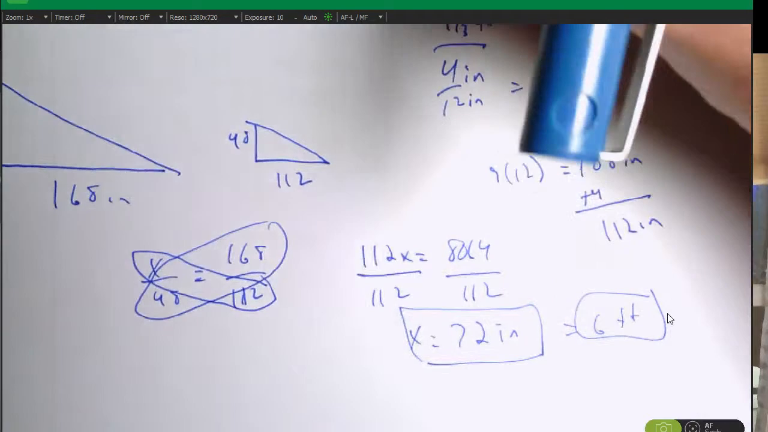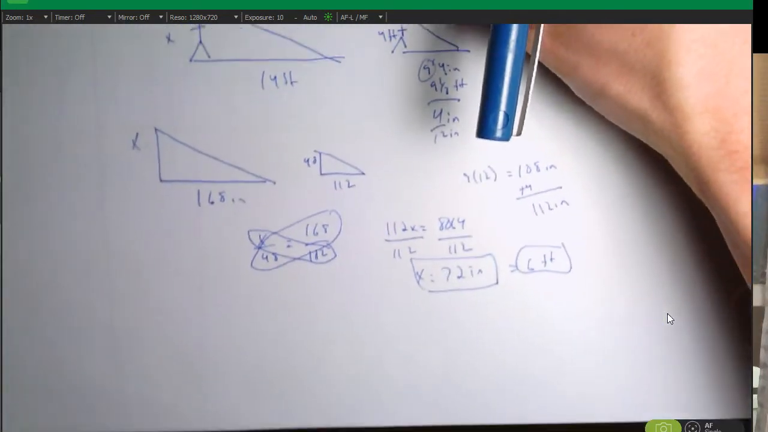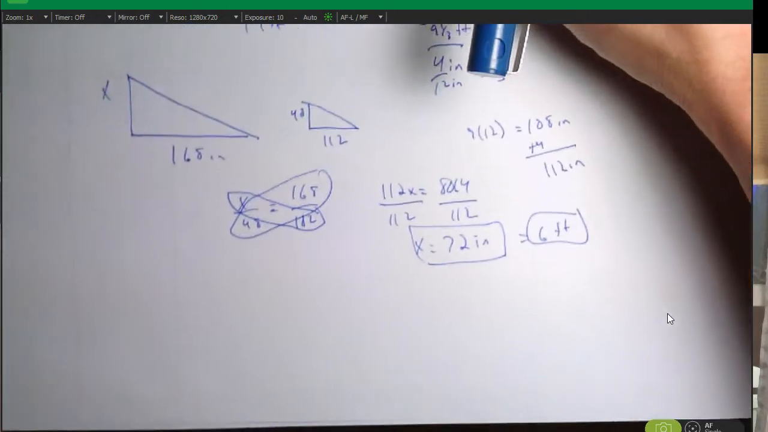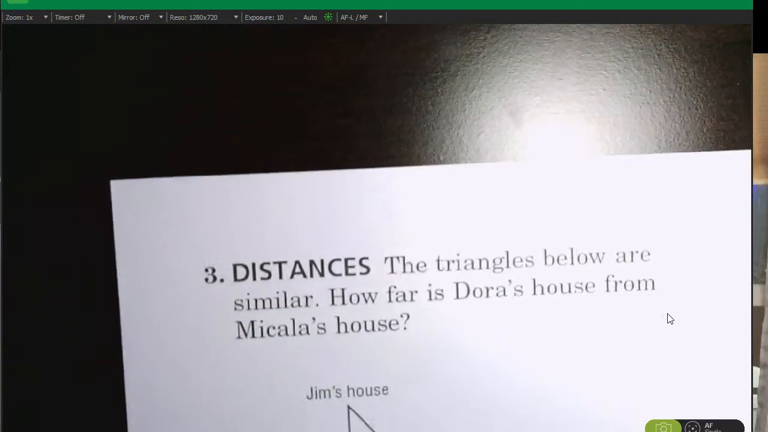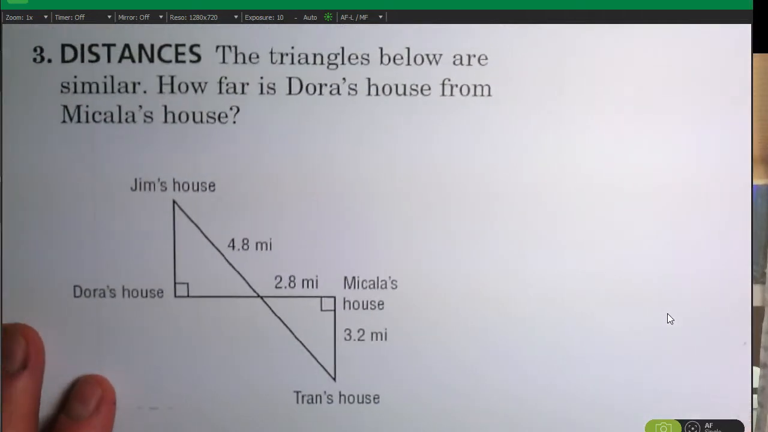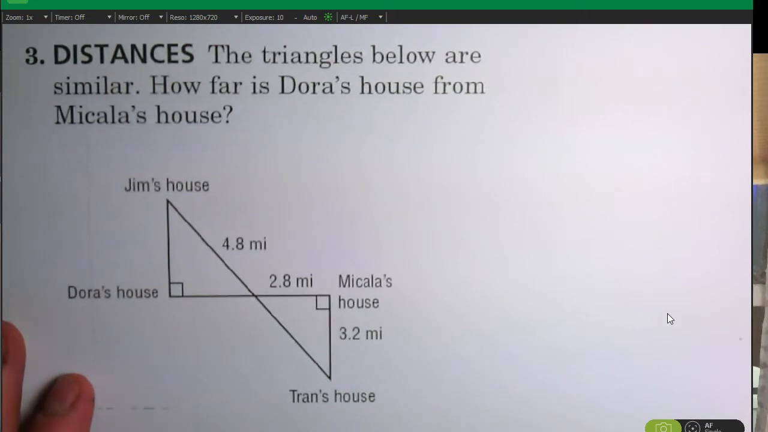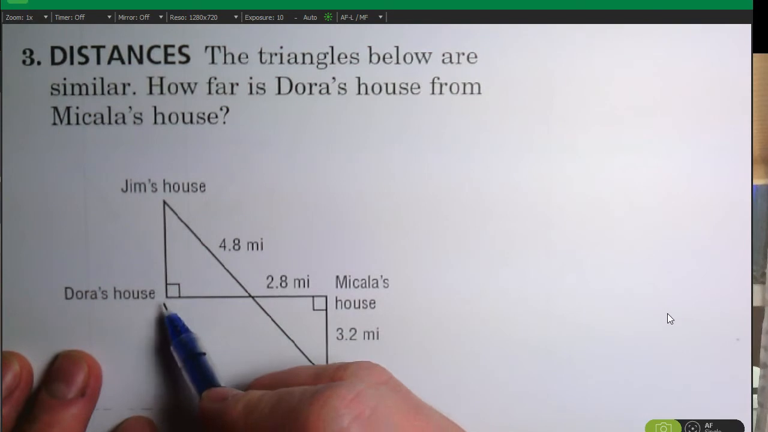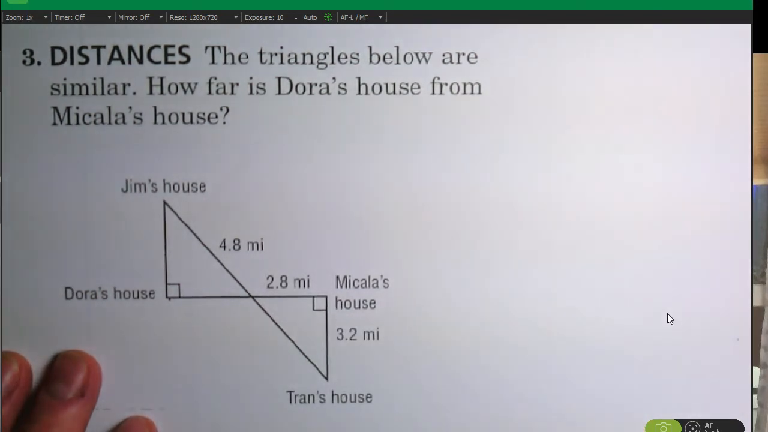All right, another problem then. Number 3 from the worksheet. So the triangles below are similar. How far is Dora's house to Michaela's house?